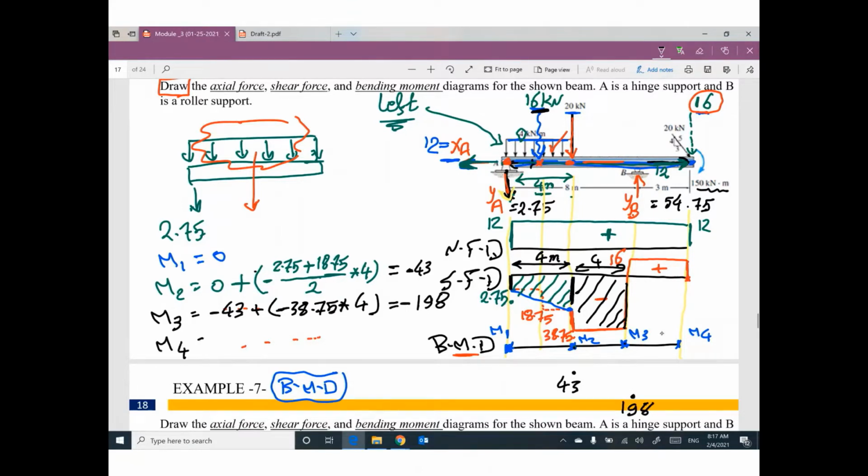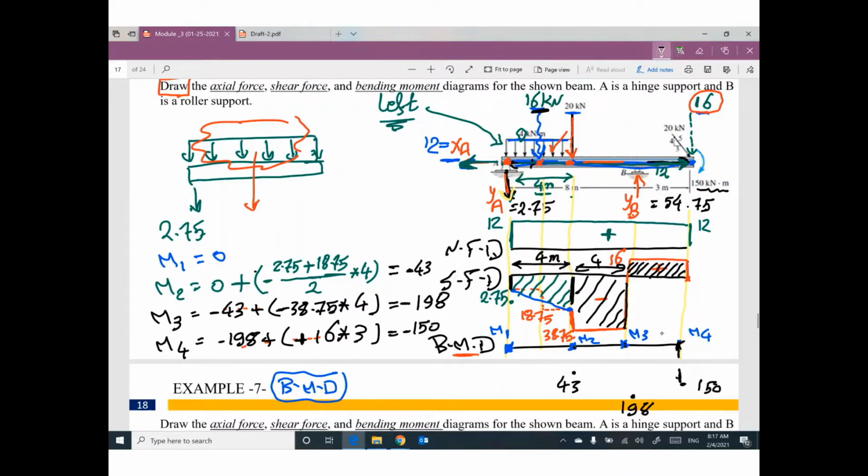M4, what is the value of the moment at the end? M4 equals the previous value, which is M3, negative 198, plus the area of shear between the two points. Do you have the area of shear? Yes, we have. Positive 16 times 3, that's 150, negative 150. So we have a value here, negative 150.